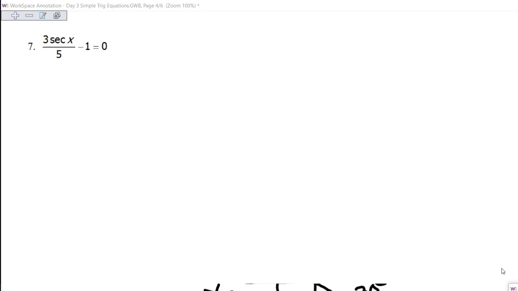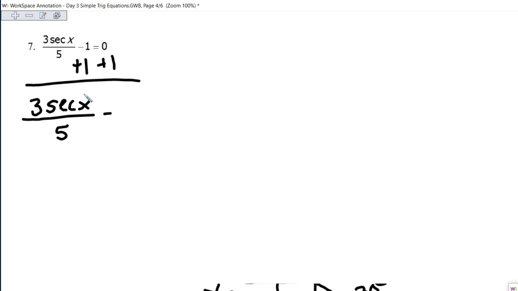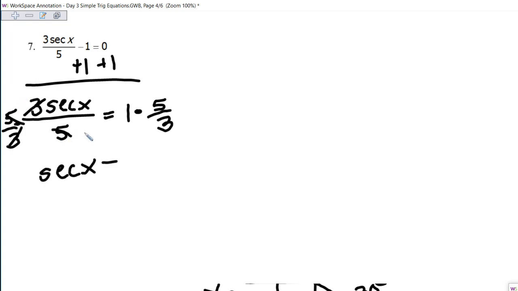Okay, number 7. Again, get the trig by itself. What would be the first step? Add 1 to both sides. So that would be 3 times the secant of x divided by 5 is equal to 1. Next step, what would I do? Yeah, I could multiply both sides by 5/3. So the 5's cancel, 3's cancel, that gives me secant of x is equal to 5/3.